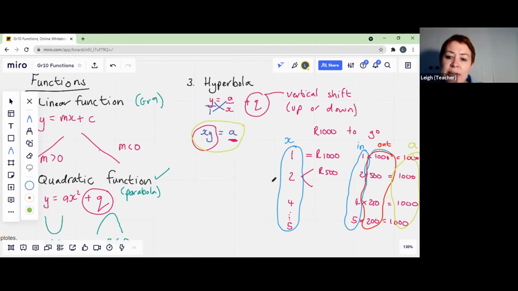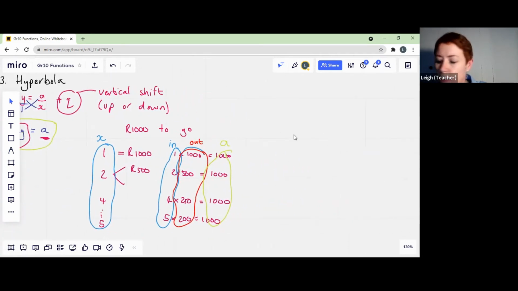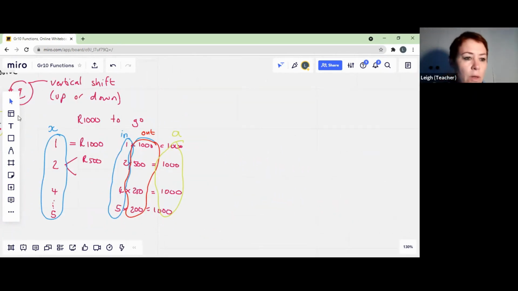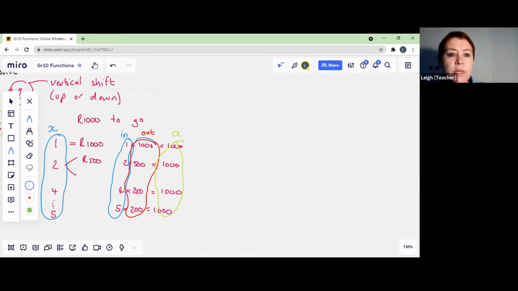What happens is that when we draw this, when we plot these points on the Cartesian plane, what ends up happening is this. Let me just clear a little bit more space. Okay. Let's use these same numbers as an example. And let's get a set of axes.